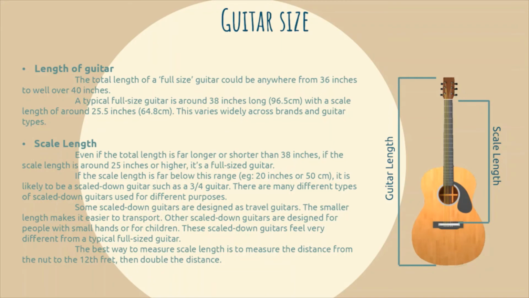Guitar size. Companies build their guitars at a slightly different size. A typical full-size guitar is around 38 inches long with the scale length of around 25.5 inches.